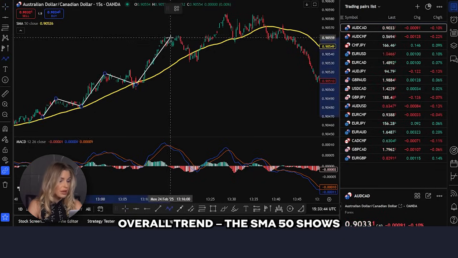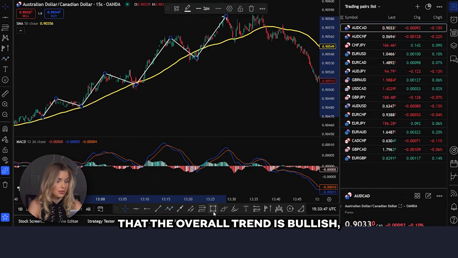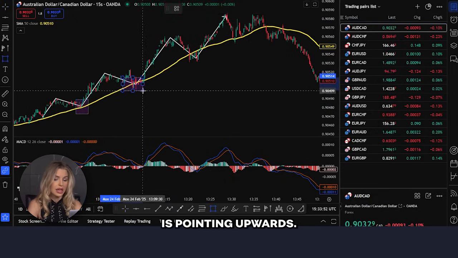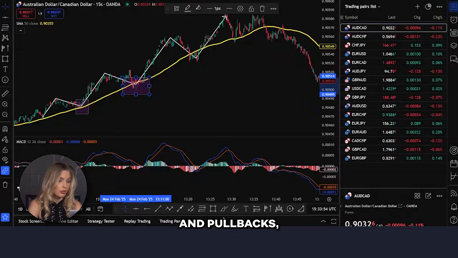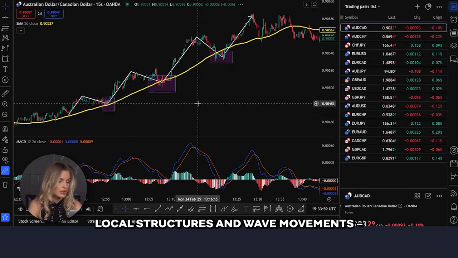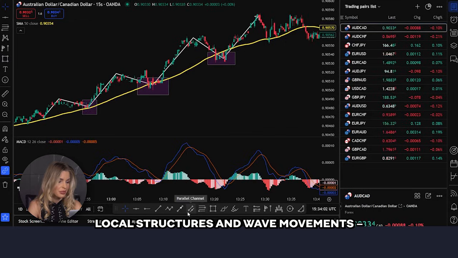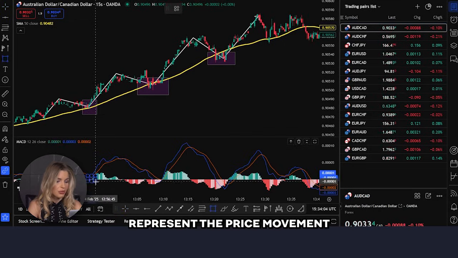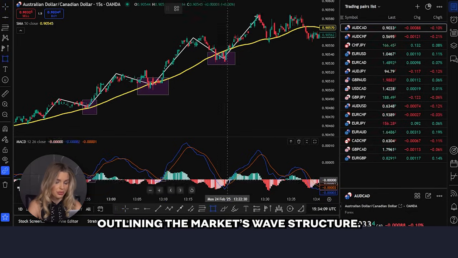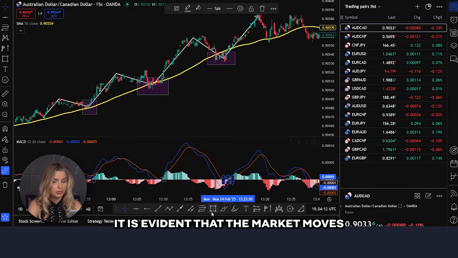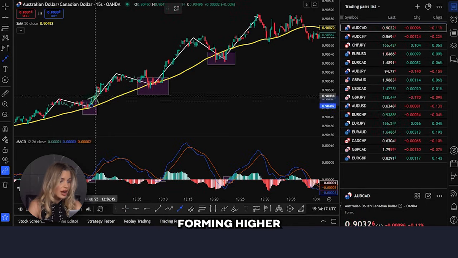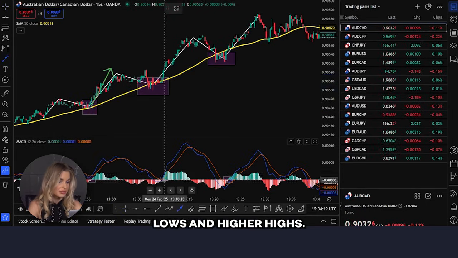Overall trend: the SMA 50 shows that the overall trend is bullish, and the price is moving above the line and the indicator itself is pointing upwards. However, there are local corrections and pullbacks, but the price remains within an upward trend. Local structures and wave movements. The white lines represent the price movement in a zigzag pattern, outlining the market's wave structure. It is evident that the market moves in upward impulses with pullbacks, forming higher lows and higher highs.